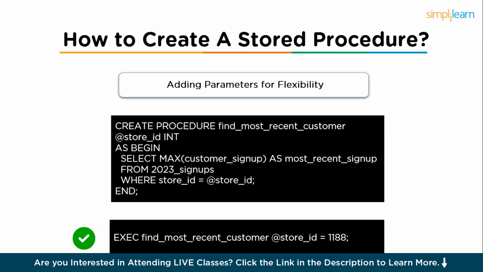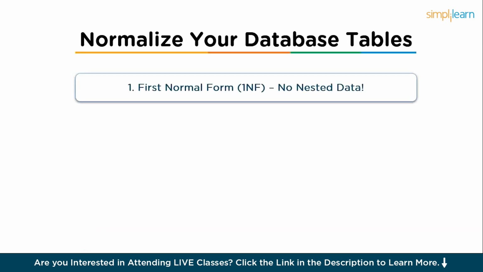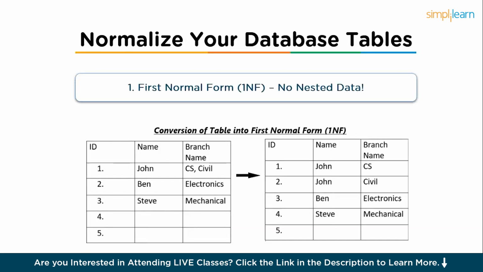Suppose it's 1188. So this will make your procedure highly flexible while still being reusable. So basically, stored procedures are a game changer for SQL performance. By compiling, caching, and automating frequently used queries, they speed up execution, reduce redundancy, and make SQL development much smoother. Now let's talk about the ninth best practice, which is why you should normalize your database.